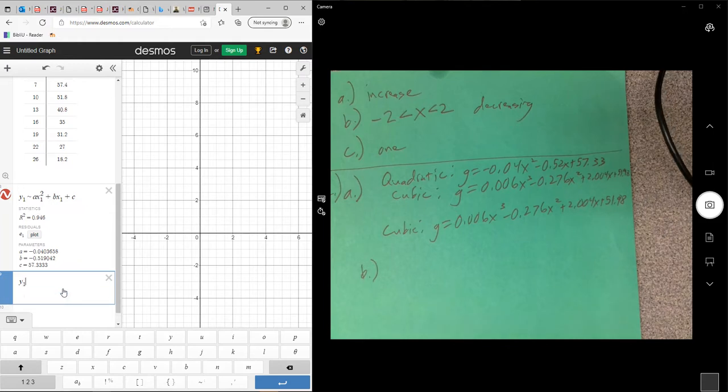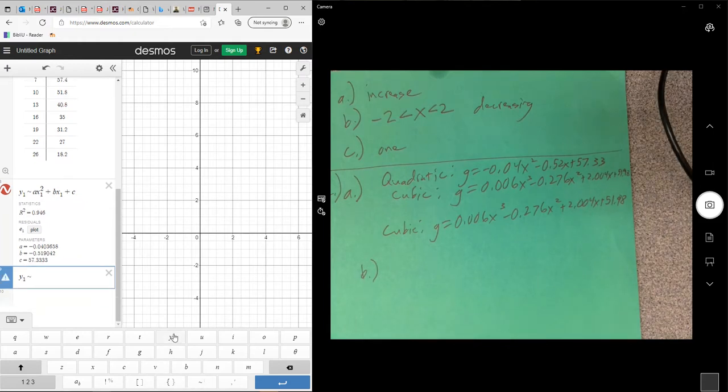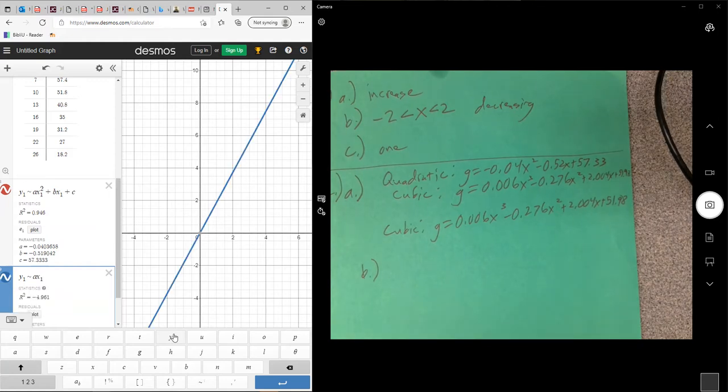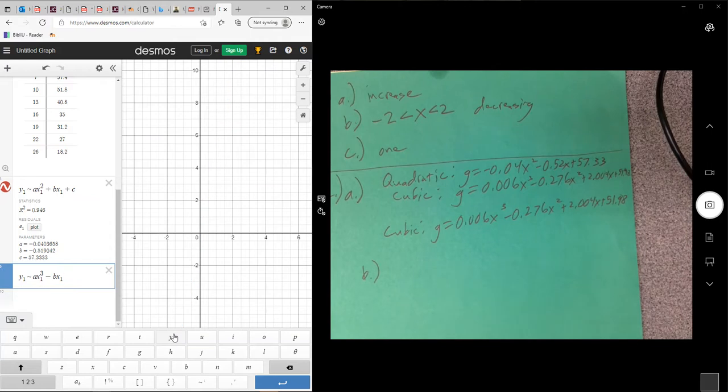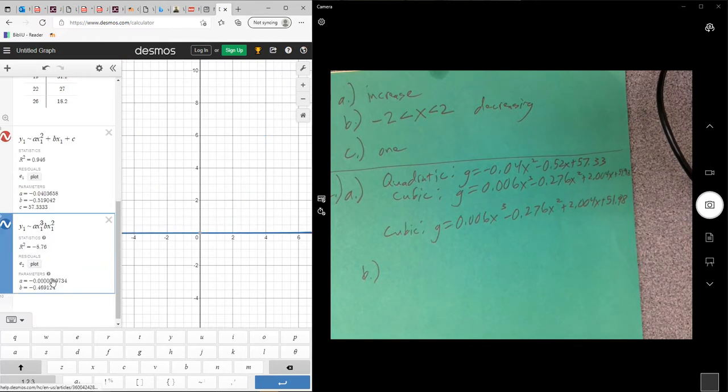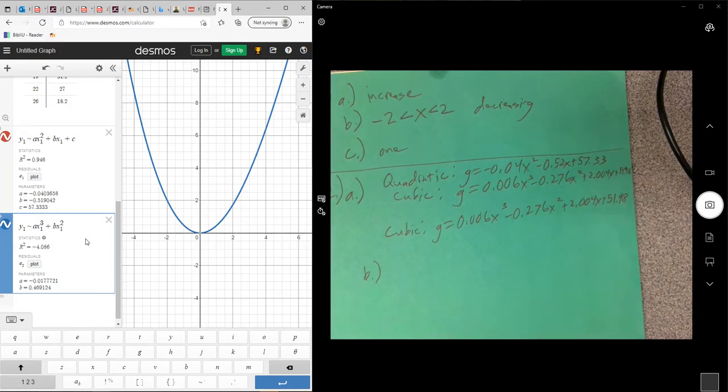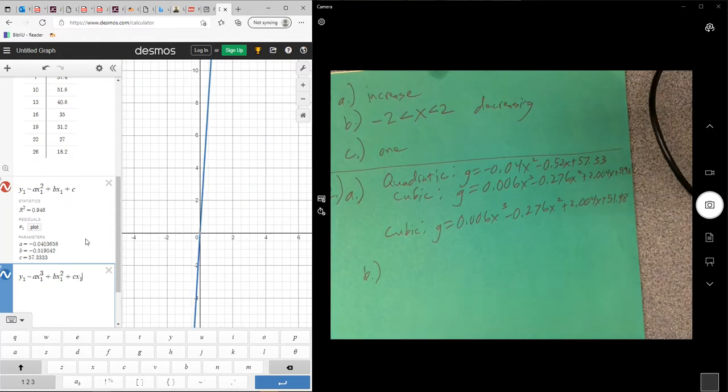So we have y1, the tilde, and it'll be ax1 cubed, and then, well, actually, it's supposed to be plus, not minus, plus bx1 squared. And then plus cx1, and then plus d.